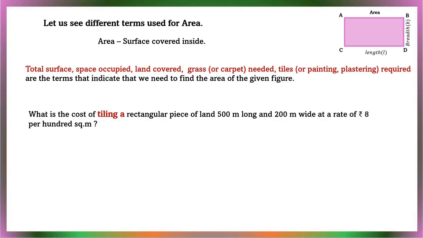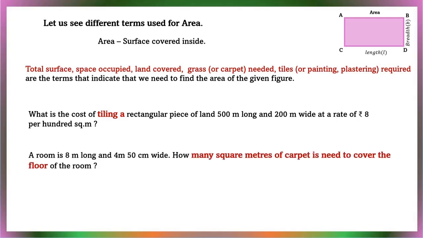In the first example, the length and width of the rectangular land are given and we need to find the cost of tiling it. Tiling covers the entire surface of the land, so we need to find the area of the rectangle. Then multiply the total area by the given rate to calculate the cost.